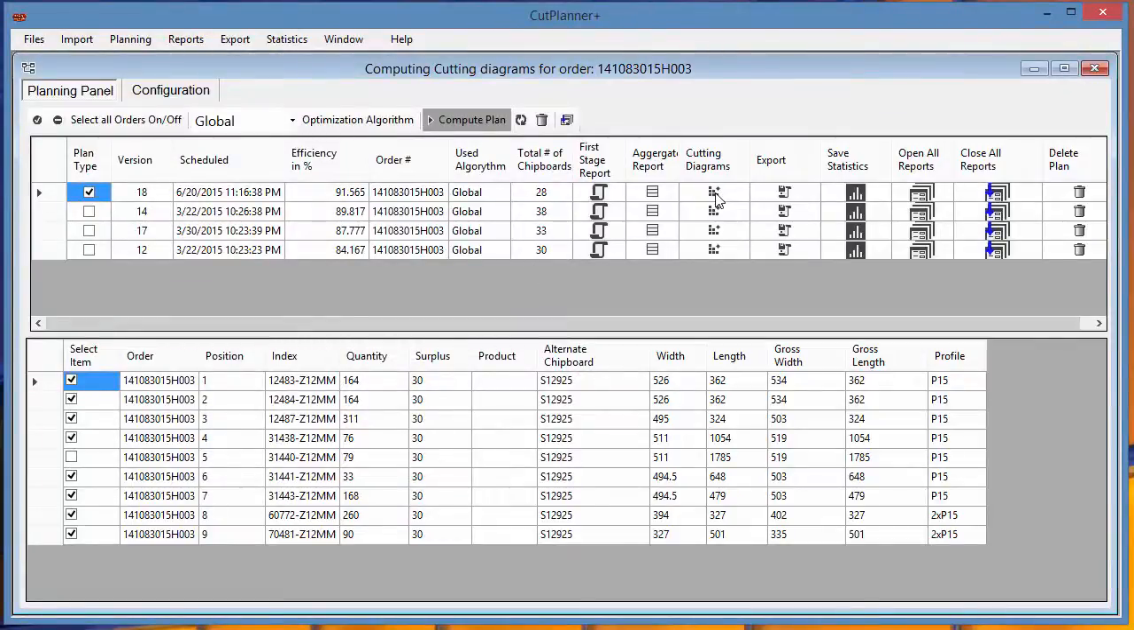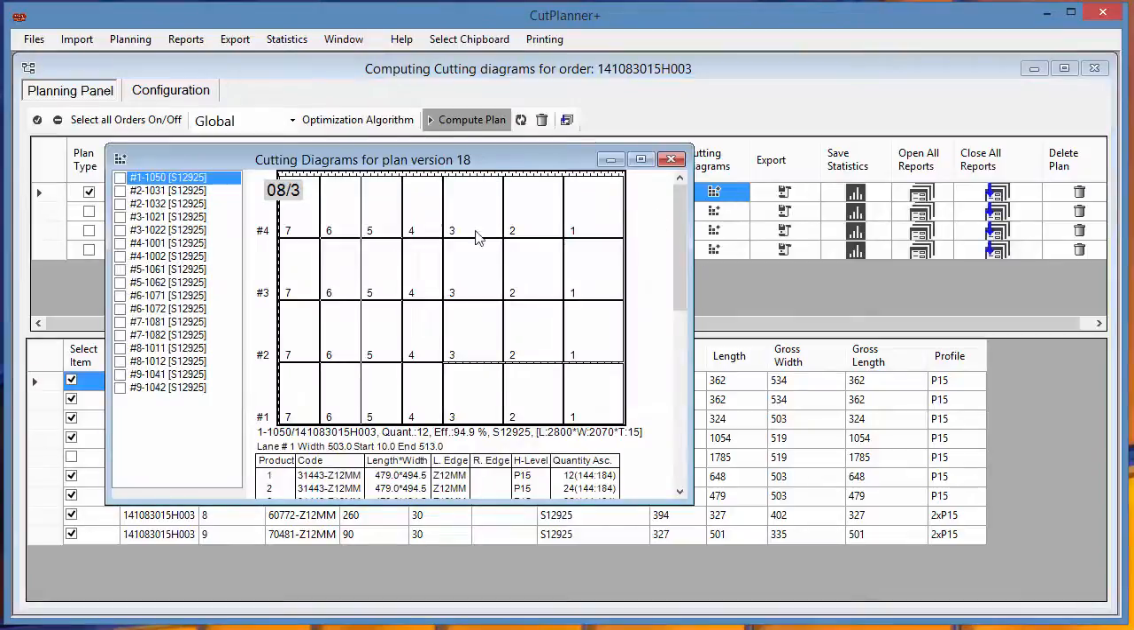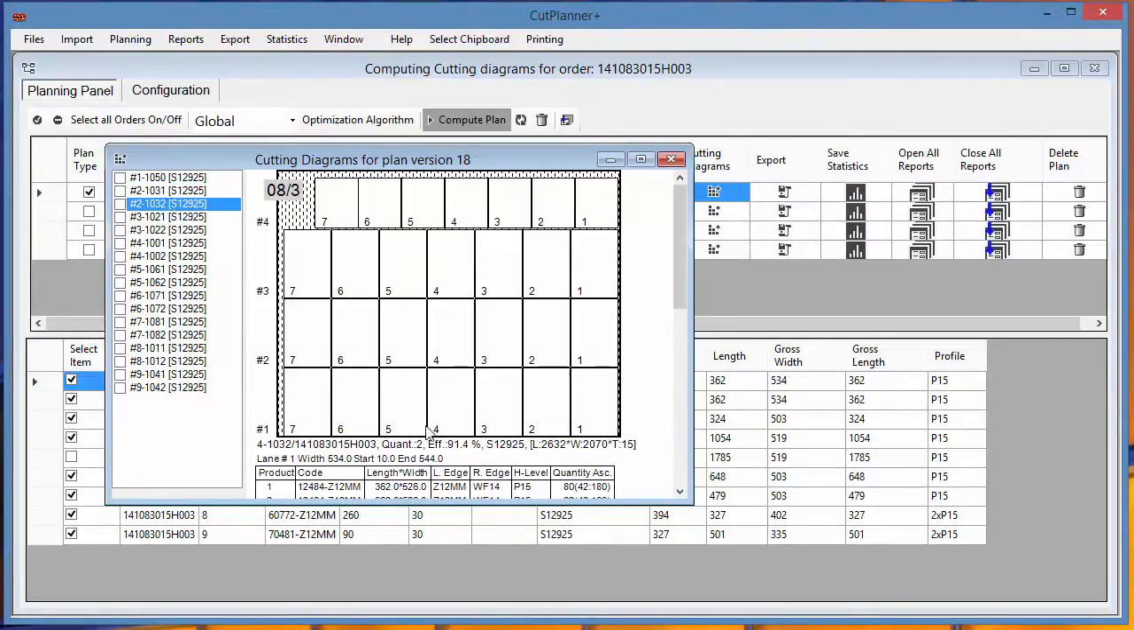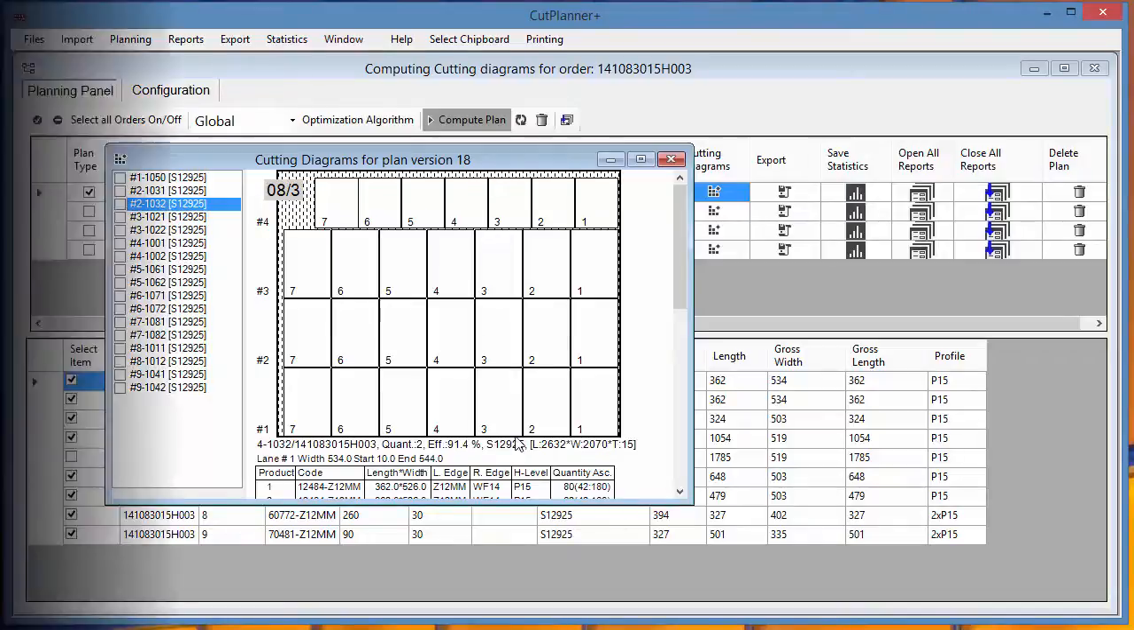And now we can take a look at a couple of cutting diagrams. The first cutting diagram is incredibly good because we got 94% efficiency, and the following one has almost 90%, and the third gets over 90% efficiency. If you are using some manual planning methods, you could not even be able to tell what the efficiency of the whole process plan is.